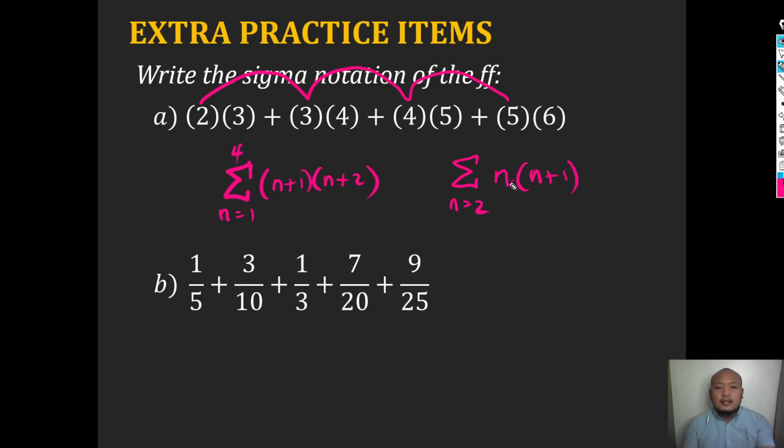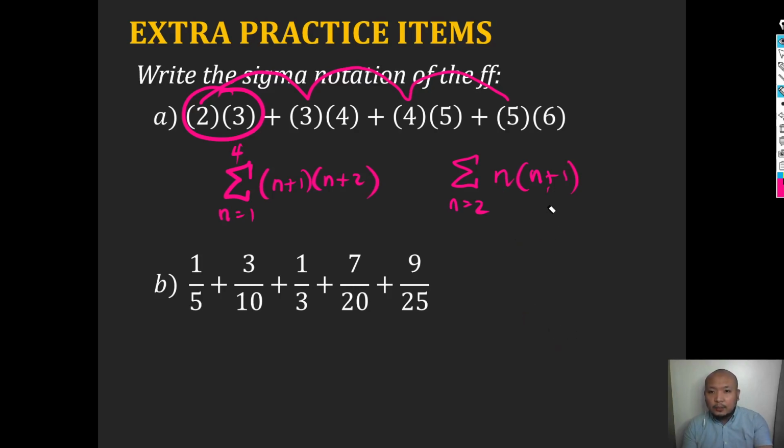Diba? Kasi if n were 2, this would be 2 times 3. Ito pa rin yung first term mo. What if n were 3? This would be 3 times 4. Ayun pa rin yung next term mo. So this is another option right here.